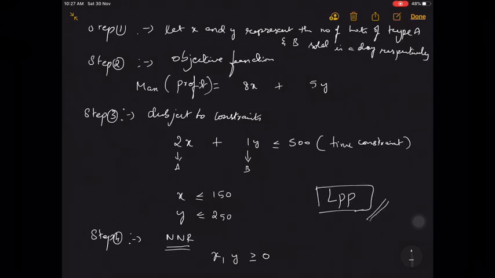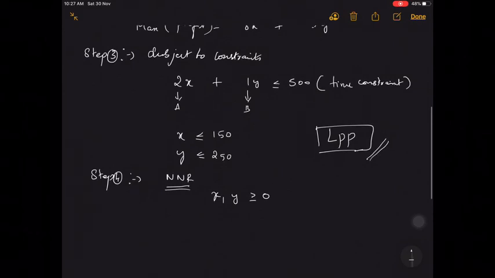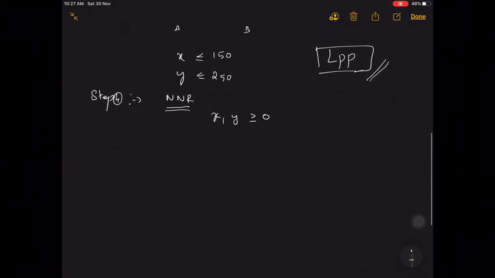Now let's see how to obtain the optimal solution, or the maximum profit, by using the graphical method. So next, using the graphical method, we're going to obtain the optimal solution for the formulated LPP.